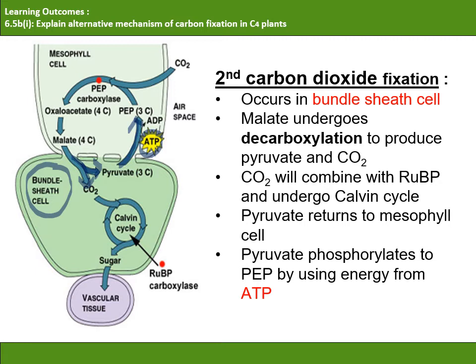So the ability of phosphoenolpyruvate carboxylase to bind with carbon dioxide, even when the concentration of carbon dioxide is very low, can increase the carbon dioxide in the bundle sheath cell. Thus it enables Rubisco, or RuBP carboxylase, in the Calvin cycle to fix carbon dioxide instead of oxygen, and enter the Calvin cycle normally. So the tendency of photorespiration here can be reduced.